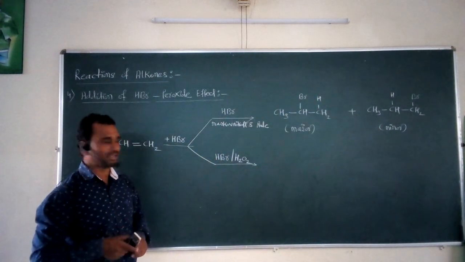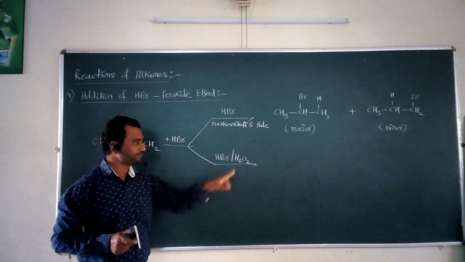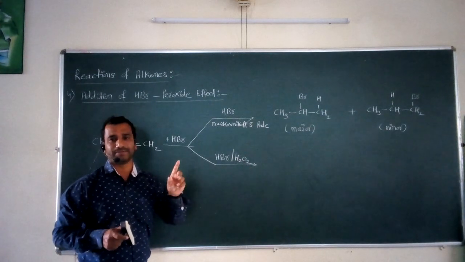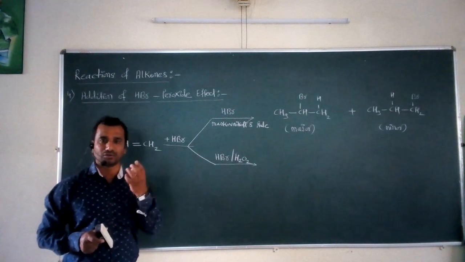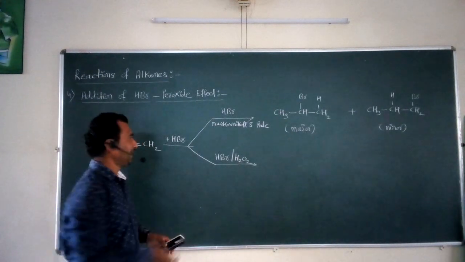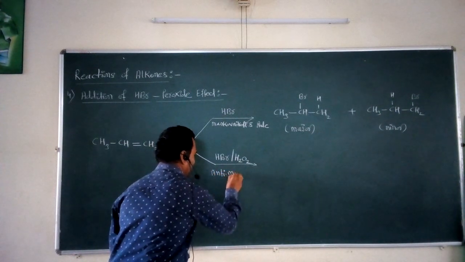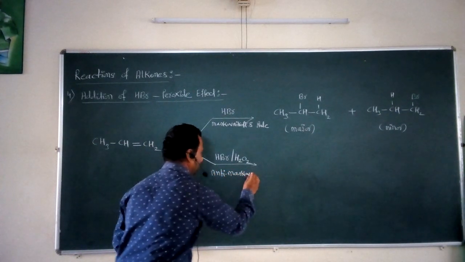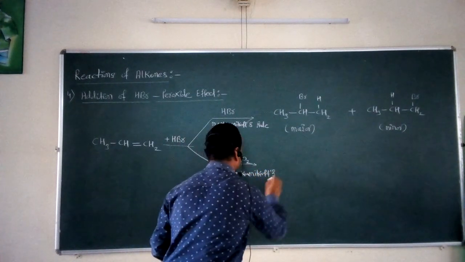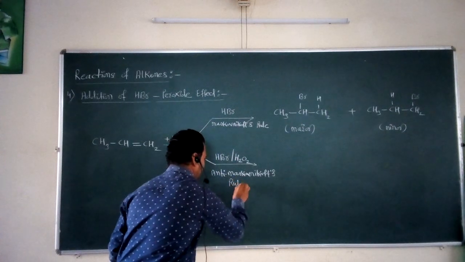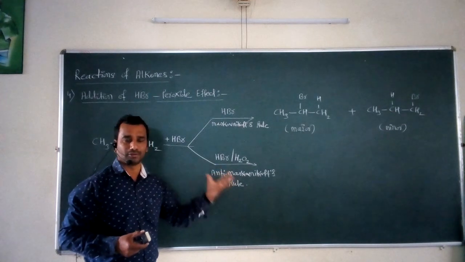So, keep in your mind, whenever HBr is added to the carbon-carbon double bond in the presence of H2O2, then that product formation or that reaction goes according to one rule, and that rule is called the anti-Markovnikov's rule. This is the anti-Markovnikov's rule. Now, what is meant by anti-Markovnikov's rule?